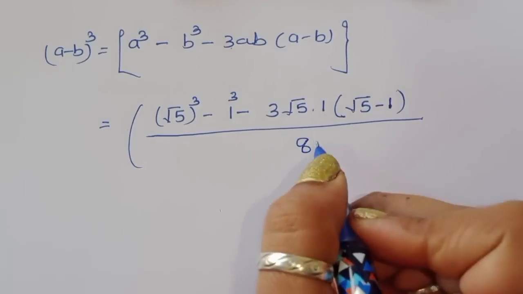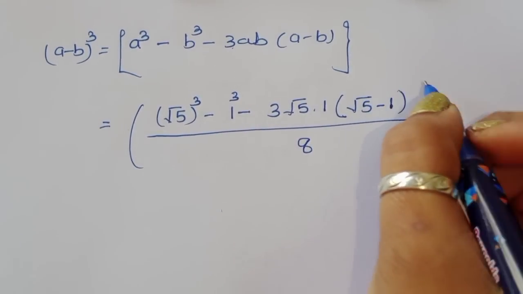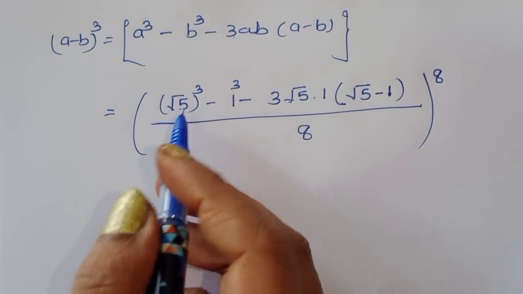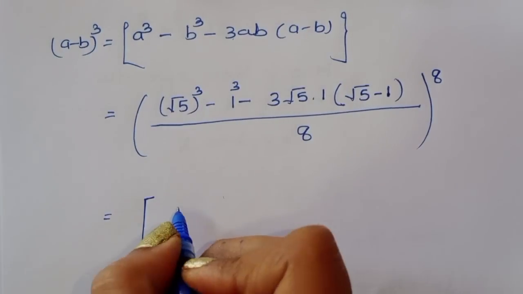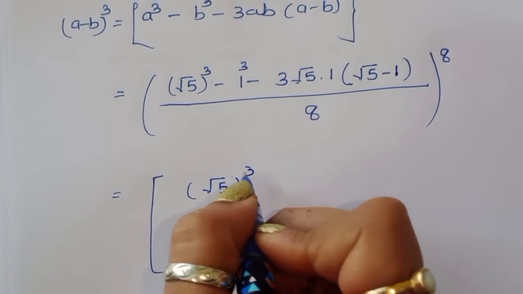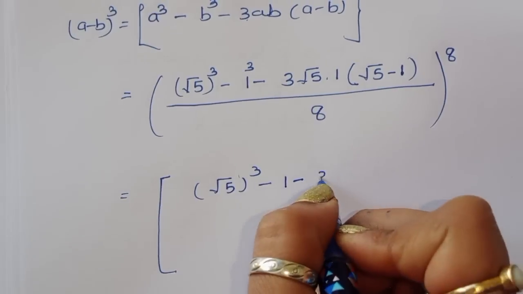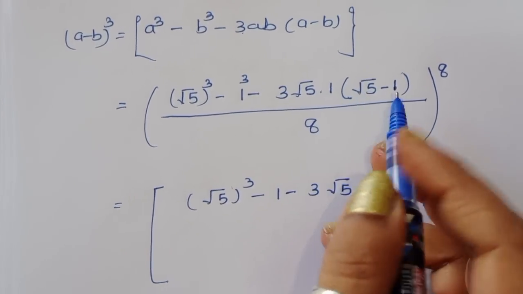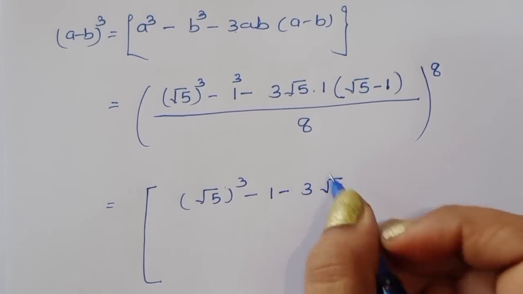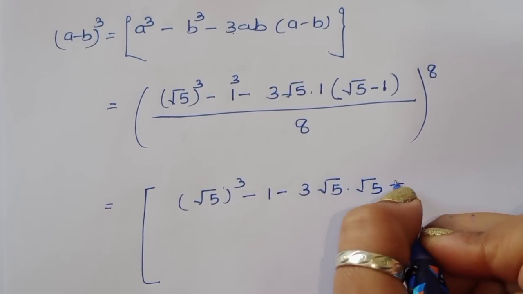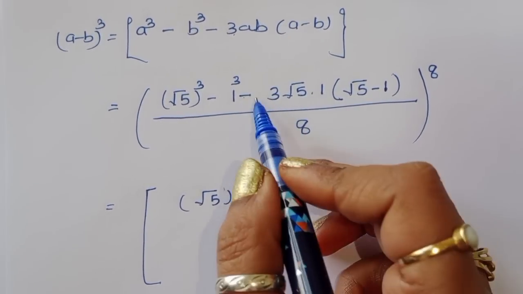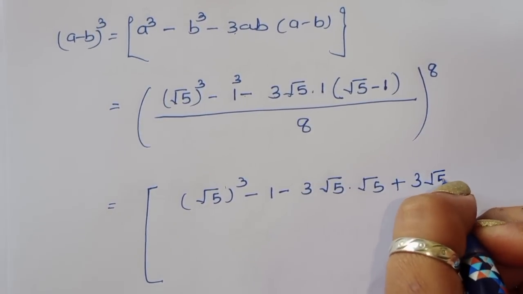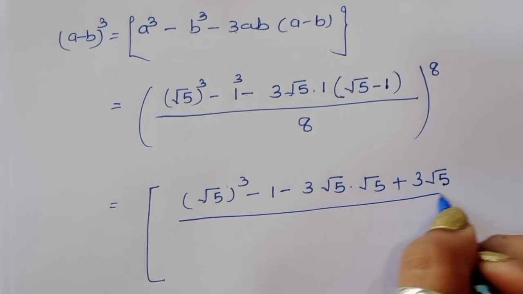8, that is given, power 8. Now square root of 5 cube. So we can write this square root of 5 cube minus 1 cube, that is 1, minus 3 square root of 5 times 1 times square root of 5, right? So 3 square root of 5 times square root of 5 plus, we are multiplying here, minus minus plus. So 3 square root of 5 times 1, that is 3 square root of 5.